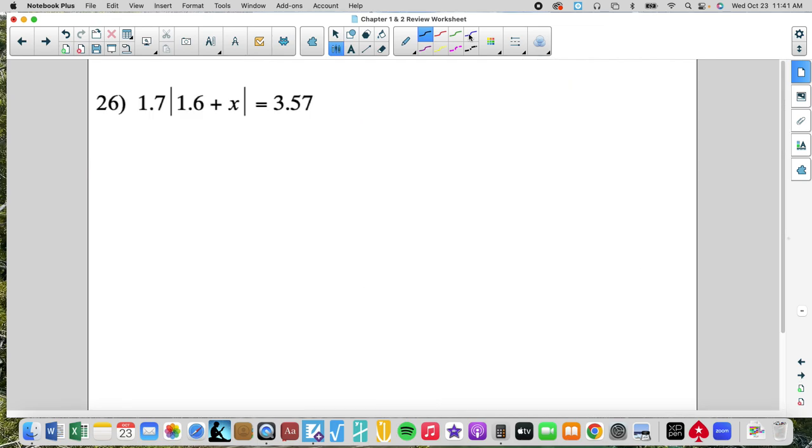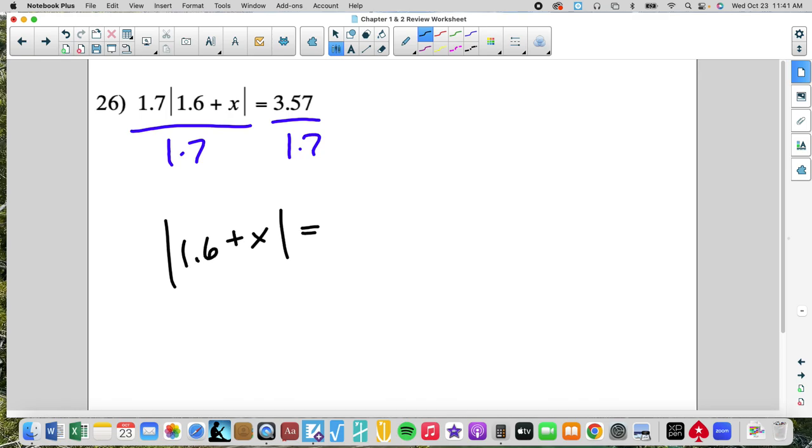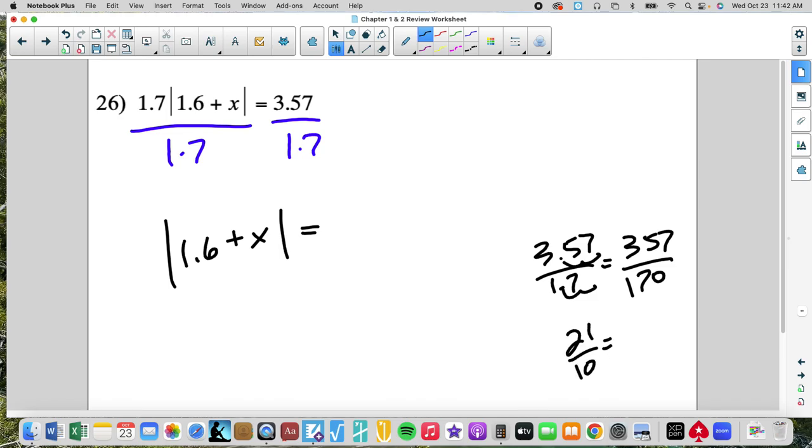Decimals, we're going to isolate first. We're going to divide by 1.7. That gives me the absolute value of 1.6 plus x equals 3.57 over 1.7. Let's move it two places: 357 over 170. I'm assuming 17 goes in the 7. 7 doesn't go into it. 17, I'm going to assume, 17, 24, yeah. That's 21 times over 10. 21 over 10. So 2.1.